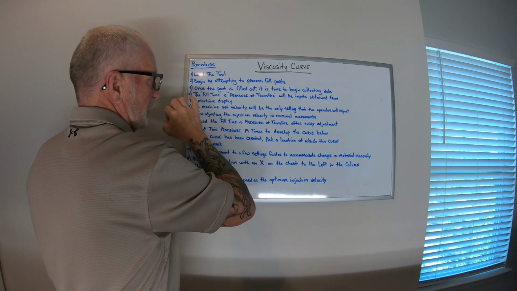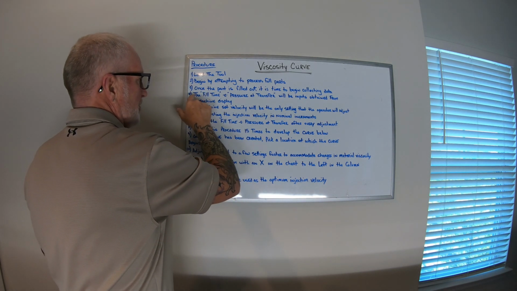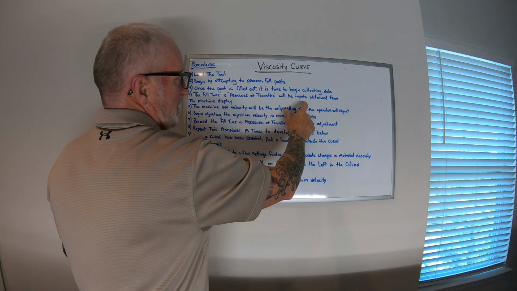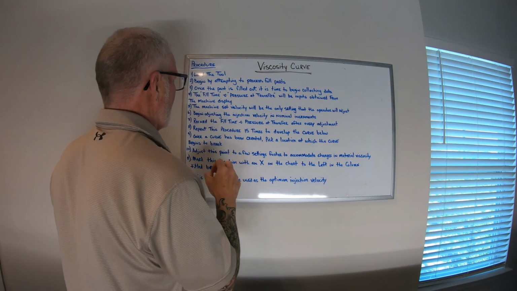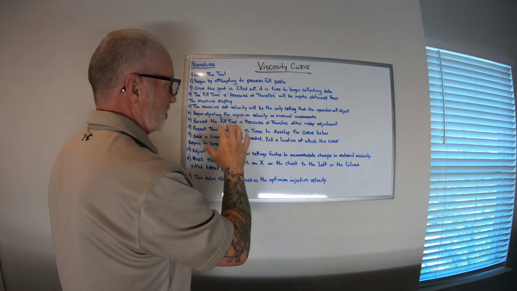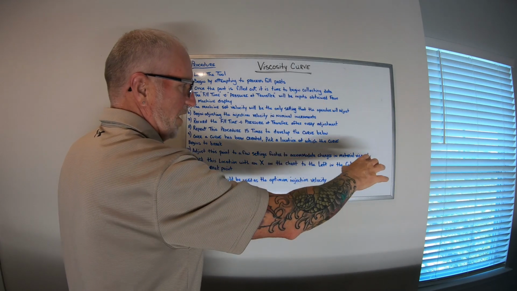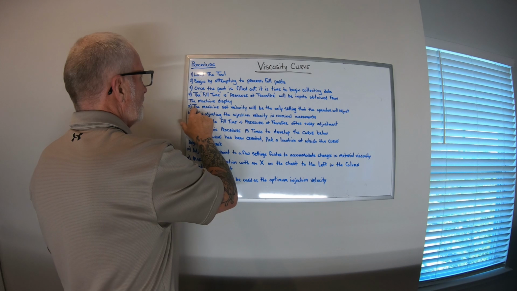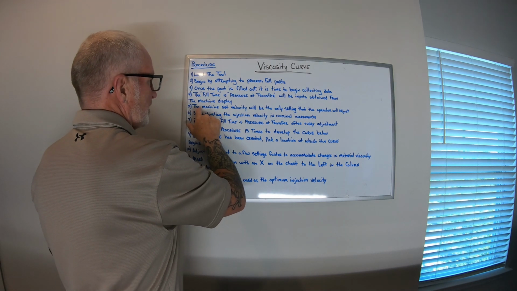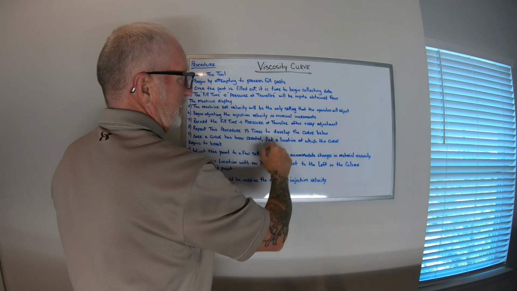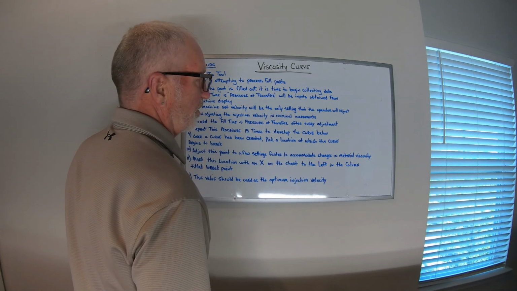So what you're going to do is collect the data from the fill time and pressure at transfer, which will be the inputs obtained from the machine display, okay? So the way this will work is you'll have your graphs all set up over here, and that's what you'll go by. Number 5, the machine set velocity will be the only setting that the operator will adjust.